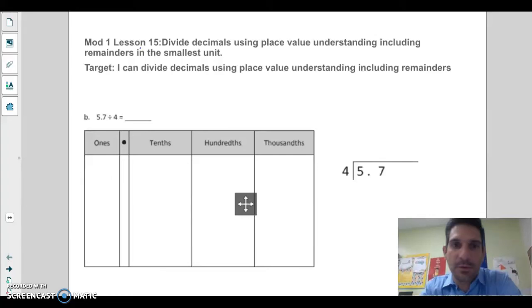Lesson 15, almost done with Mod 1. Can't believe it. So emotional. We're almost there. We're not there yet, though.